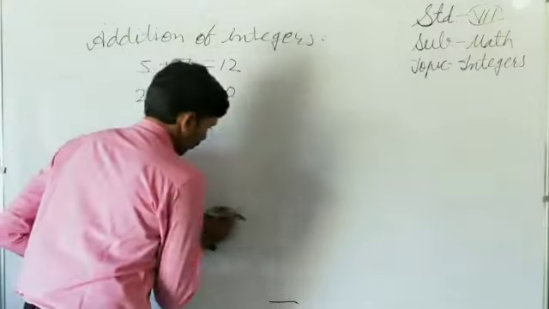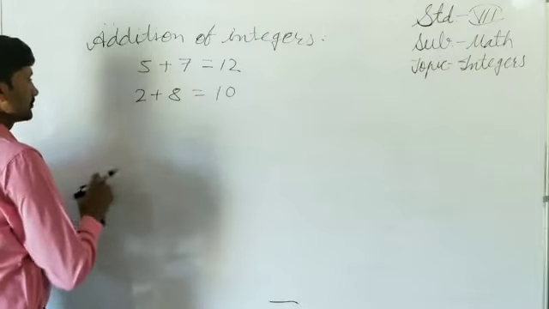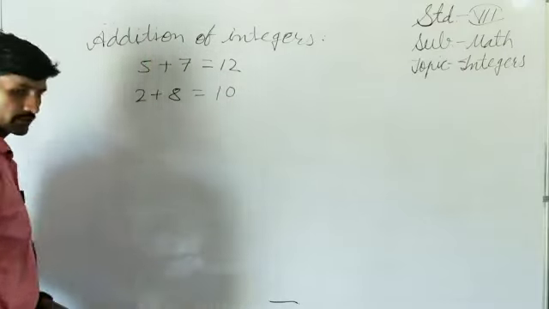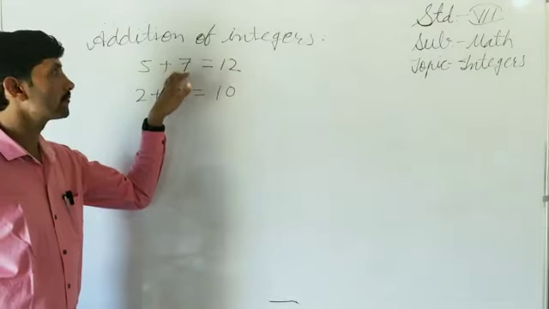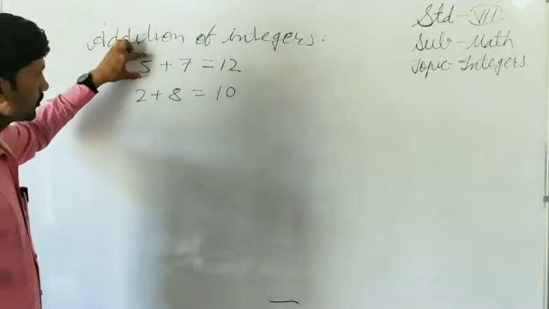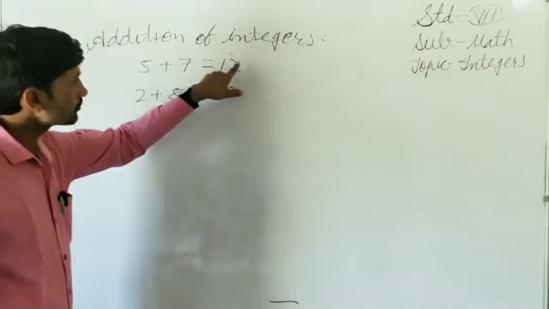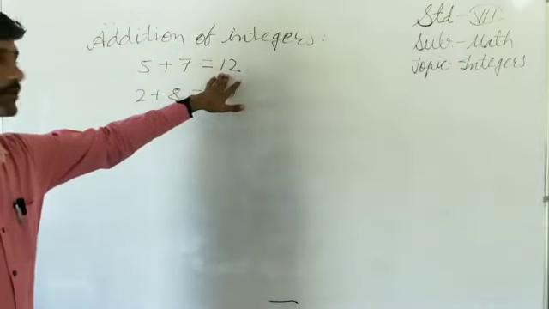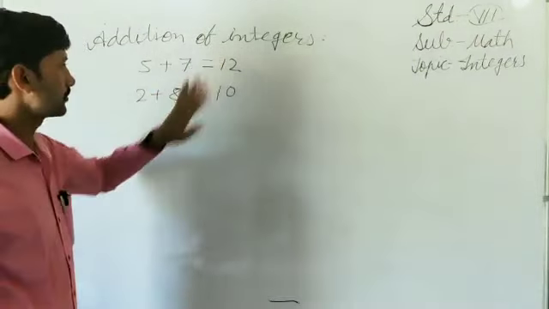See, always remember, whenever two integers are added, for example, plus 5 and plus 7, if the signs of both the integers are the same, whether they are positive or negative, it doesn't matter, always their absolute values will be added. The absolute value of 5 is 5. The absolute value of 7 is 7. 5 plus 7 is 12. Now what will be the sign of their sum? Whatever the sign of the integers, that will be the sign of the sum. The sign of the integers is plus, so that's why the sign of their sum will be plus. It will be plus 12.